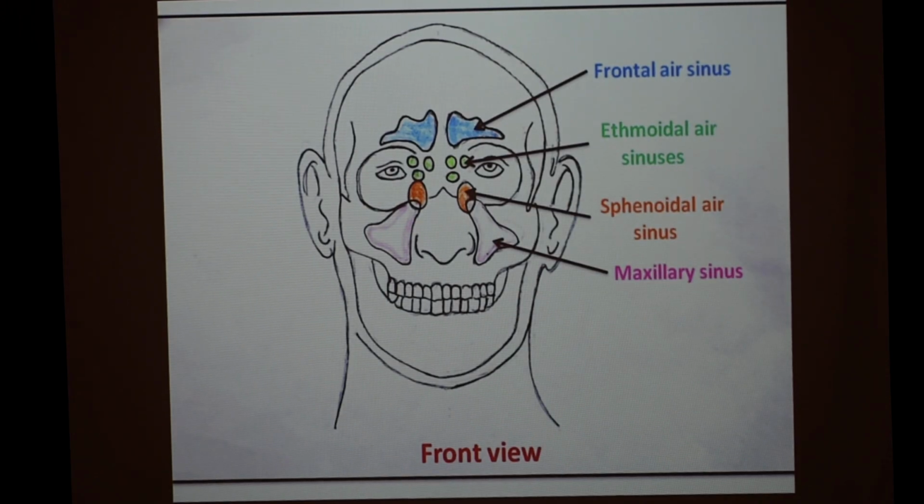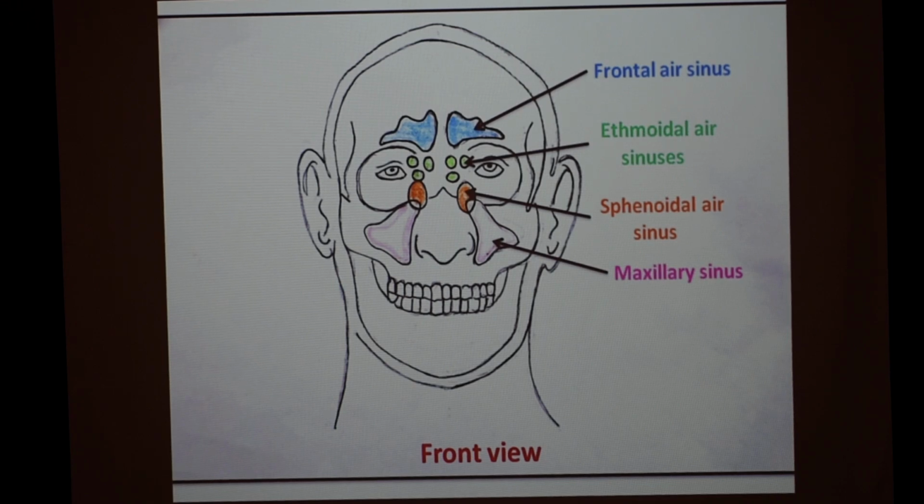Now, this diagram showing the front view, the paranasal air sinuses are located around the nasal cavity and they are arranged in pairs. For example, frontal air sinus, ethmoidal air sinus, sphenoidal air sinus and maxillary air sinus. Out of these four air sinuses, the ethmoidal air sinus is variable in number, more than two are there. Out of the four sinuses, the maxillary sinus is the largest one.